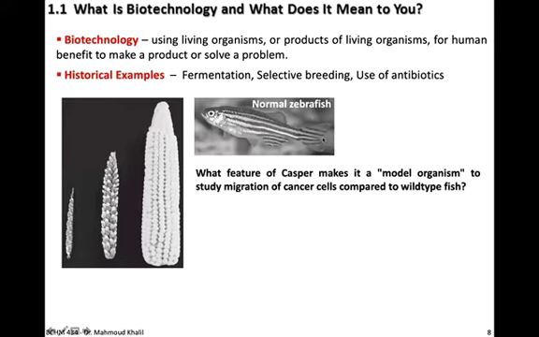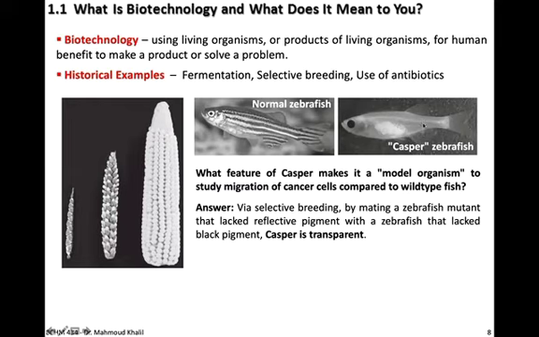You can see here this kind of fish, a normal zebrafish. Of course, it got its name, zebrafish, from its look. And with this zebrafish, they managed to develop another species which is totally transparent. They named it the Casper zebrafish. So by the process of biotechnology, they managed to create this species.